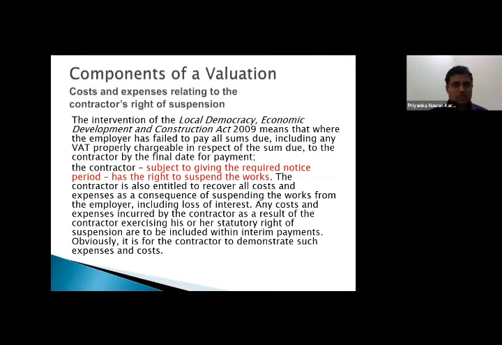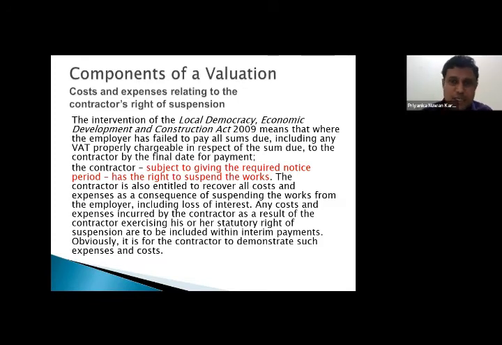Then the costs and expenses related to the contractor's right to suspension. Now there is a document which was issued in UK. Actually, next week I will try to explain this to you in a nutshell. This is a little bit advanced, not because it was issued by this Construction Act or something like that. You have to go through it and study the notion of that one. It is named the Local Democracy, Economic Development and Construction Act 2019. This was issued 13 years after the Housing Grants Regeneration Act, which was issued in 1996.